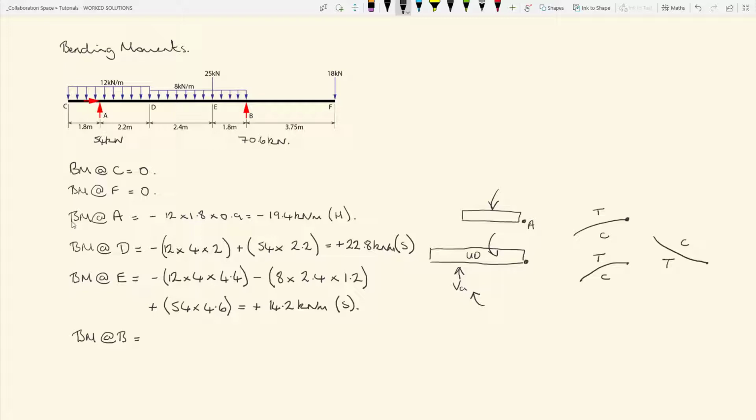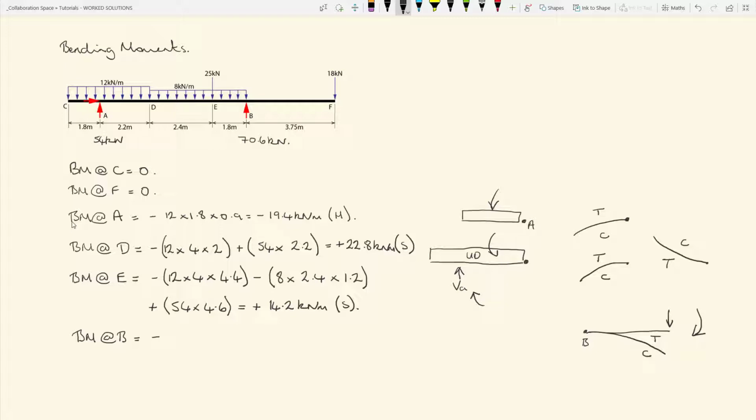That is acting in a clockwise direction, so we have B, that's the point B, we have your cantilever with the point load on the end. That is acting in a clockwise direction. It is causing the beam to bend, to sag downwards. So we have tension in the top, compression in the bottom. Tension in the top, that gives us a hogging moment.